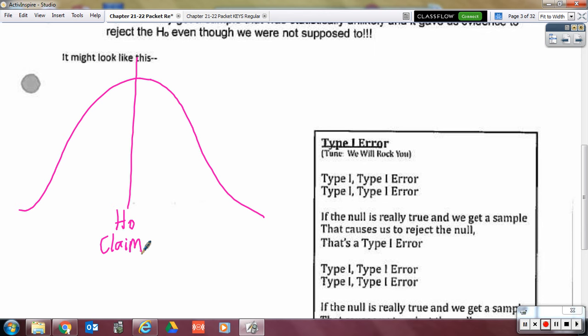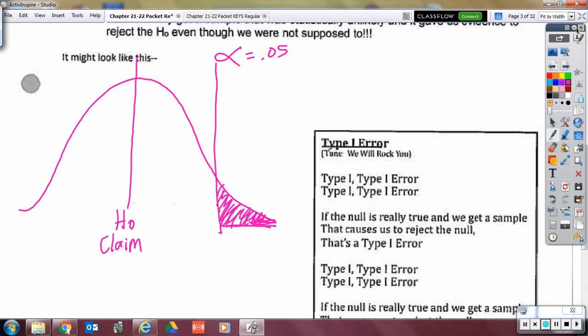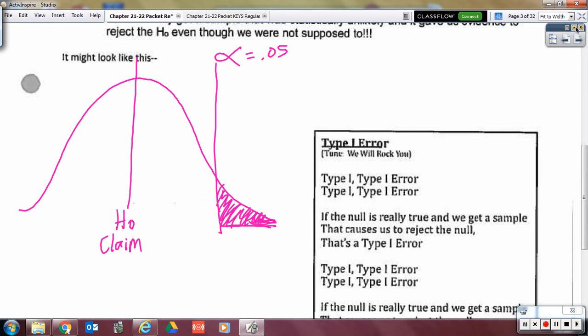And then, let's say this is an upper tail problem. Okay, so upper tail problem, let's say this is alpha. And what's the default for alpha? 0.05. So that means I've got 5% shaded area right here. Okay? So if the null hypothesis is true, then all the data is located here. So I'm going to draw myself some samples. If the null hypothesis is true, then all the data is centered right around this claim.